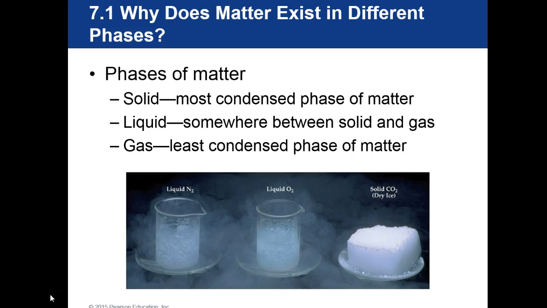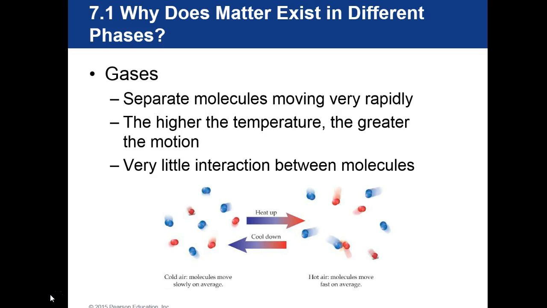First, we're going to review the phases of matter. A solid is the most condensed phase of matter, as shown in the dry ice in the picture below. Liquid is somewhere between a solid and a gas, like the water we drink every day, and gas is the least condensed phase of matter. A lot of times we can't see it, but as you can see, we have liquid oxygen here and liquid nitrogen, but when it turns into a gas, sometimes it can be seen, sometimes it can't, but that is the least condensed phase. So first, looking at gases.